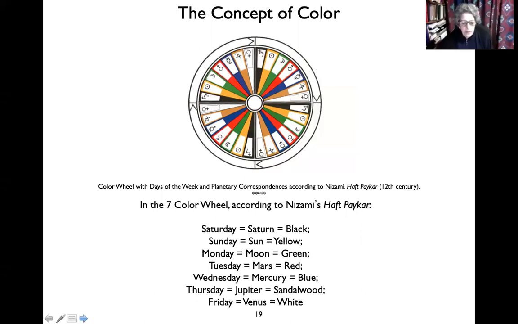And then we have the color chart, which we saw before, showing the days of the week and the planetary signs. Friday is Venus, white. Thursday, sandalwood, is Jupiter. Blue is Mars, or Mercury. Red is Mars. Green is Moon Day, Monday, and yellow is Sunday, and black is Saturn, Saturday. So the days of the week and their correlation with the planets. And these are the 7 planets that are visible by the naked eye, and then the colors that are connected to those days.